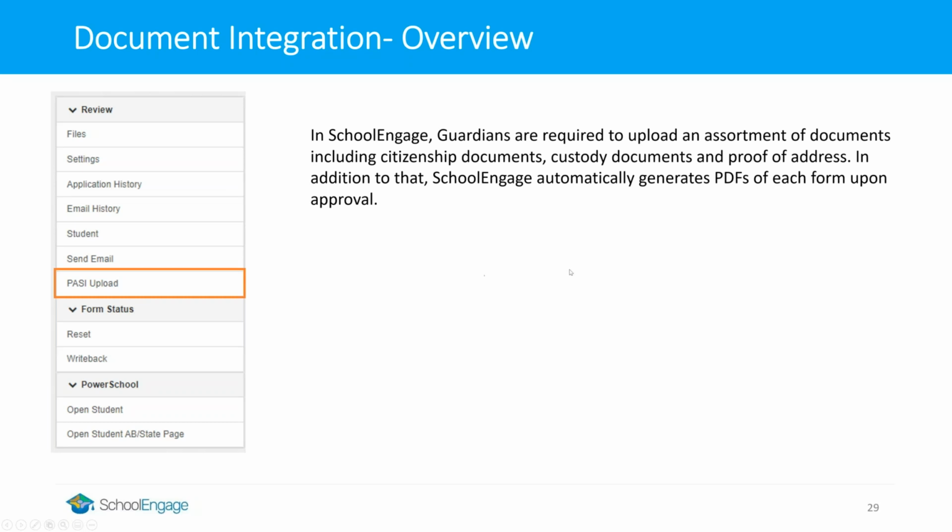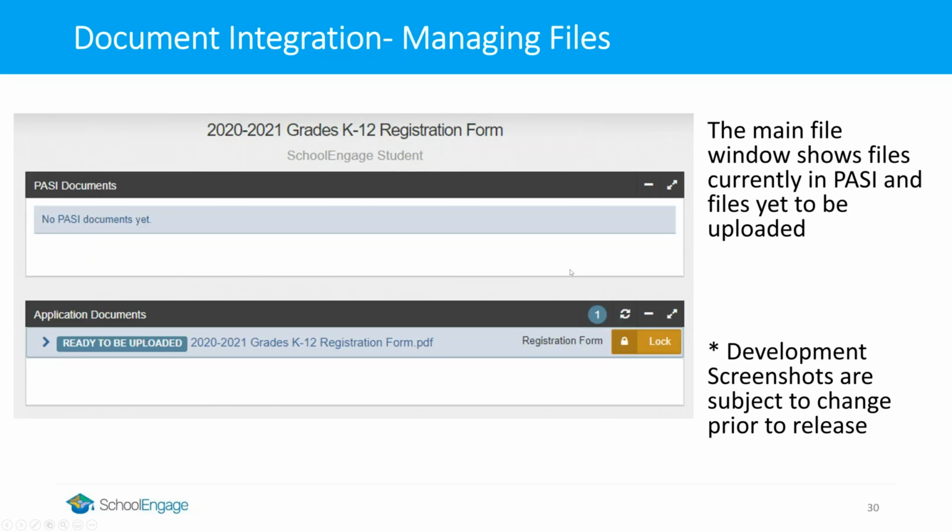So when I click on that PASI upload button, I get a page like this with two panels. The top panel is going to show me any of those documents that are currently in PASI, so I can go in, see what the metadata is, review them, and generally make sure they're all still correct and up to date. See if they need to be replaced by something else. I am just going to emphasize that these are development screenshots. These might change prior to release, but we wanted to show you just so you got a pretty good idea of what you'll be able to do.